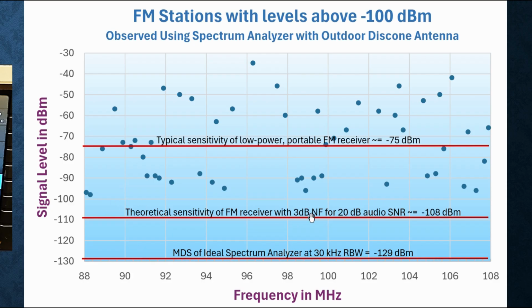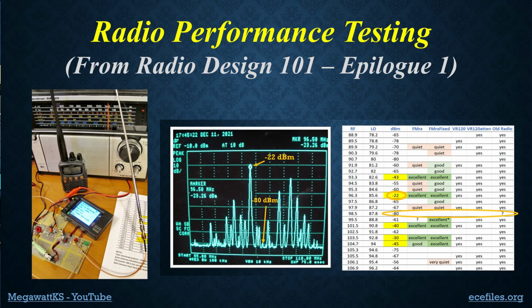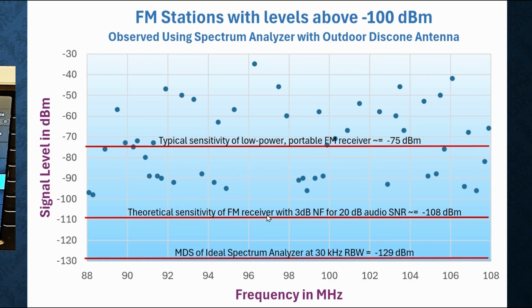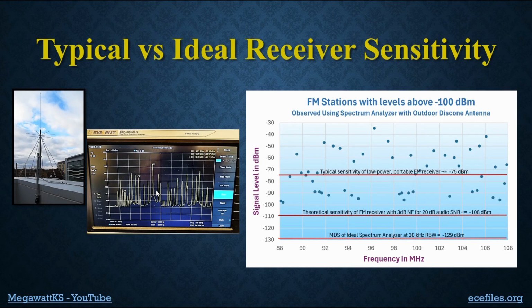But we're not seeing signals down that low, and in fact, when we build low-power portable FM receivers, they often don't get signals below minus 75 or so. It depends on how many signals there are in the area. But we're missing all of the stuff with those receivers, and we're missing all the stuff down here that should be visible with the spectrum analyzer. And why are we missing all of these things with a commercial moderate cost spectrum analyzer? Okay, that's what we're going to be talking about.